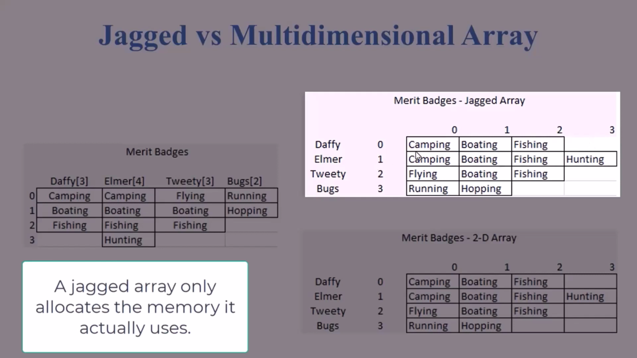Elmer's using the whole row here: camping, fishing, boating, hunting. And Tweety, again, he's using 3 and not this part. And Bugs, running and hopping, he's using only the first 2 elements. He's not using these 3. We're not taking up any memory here. So this has a length of 2, this is a length of 3, this is a length of 4, this is a length of 3 again. So each of these rows has its own length property. That's what makes it different from the single-dimensional array or the two-dimensional array. You can think of it as a bunch of single-dimensional arrays inside an array. That's how you look at it.